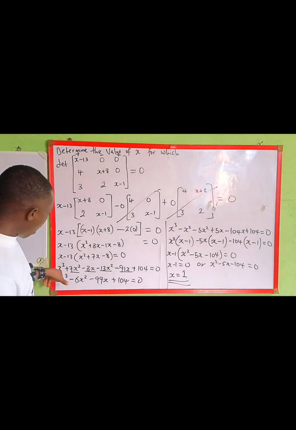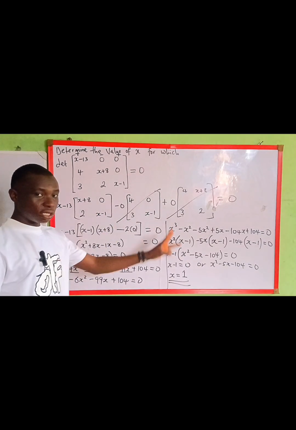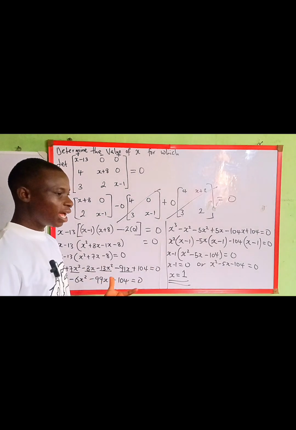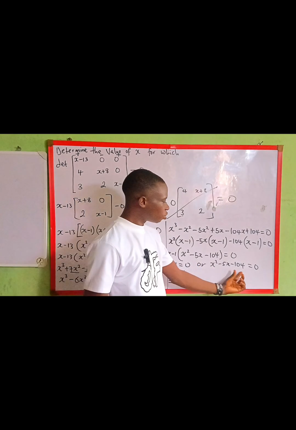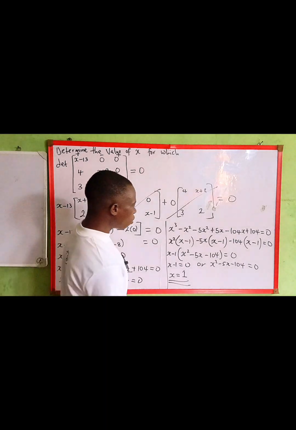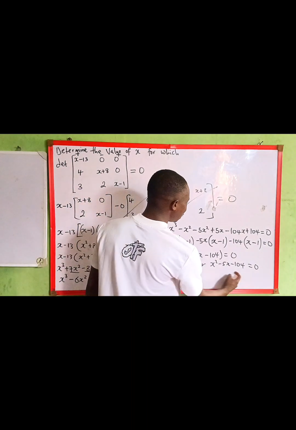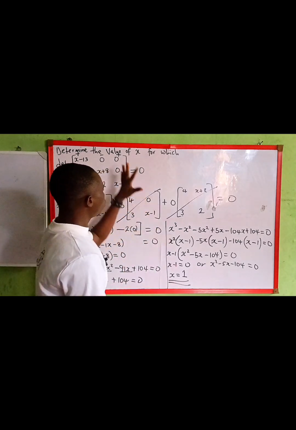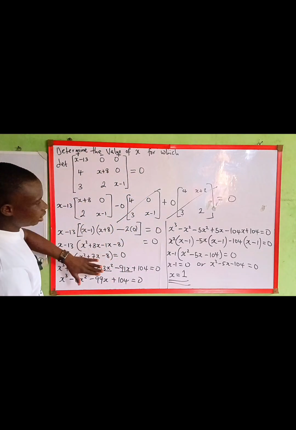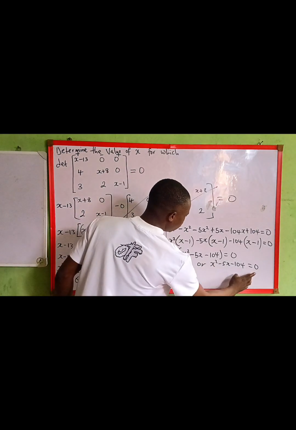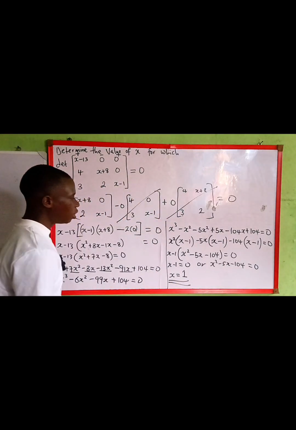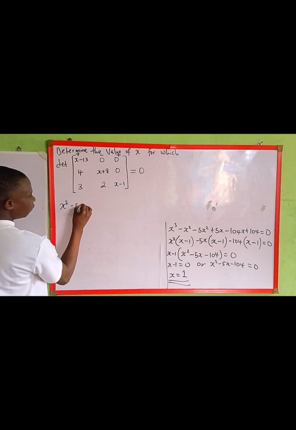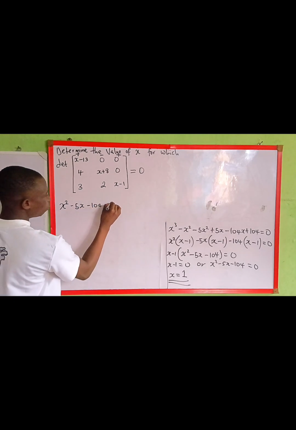But since we have a cubic equation, our expectation is to get 3 possible values of x that will satisfy this equation. Now to get the remaining 2, we are going to solve this quadratic equation. We call this a quadratic equation because the highest power of the variable here is 2. Now to do that, you need to copy this because I'm going to clean this space to solve the value of x from these two equations. This is our equation: x squared minus 5x minus 104 equal to 0.